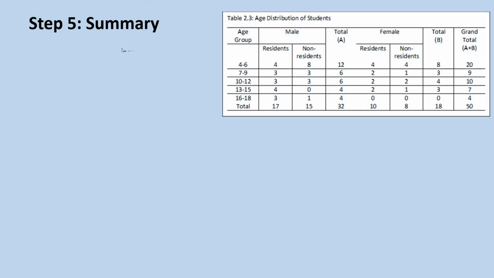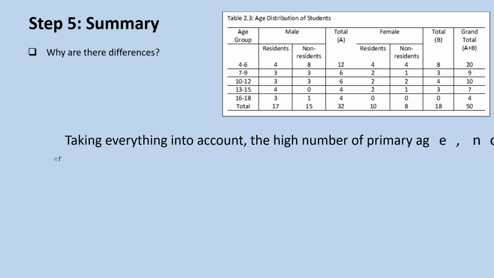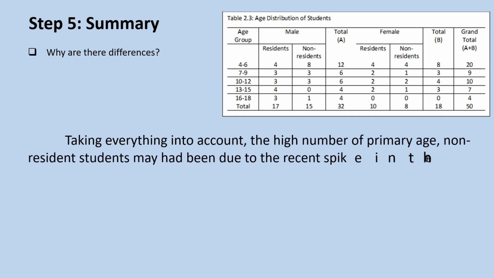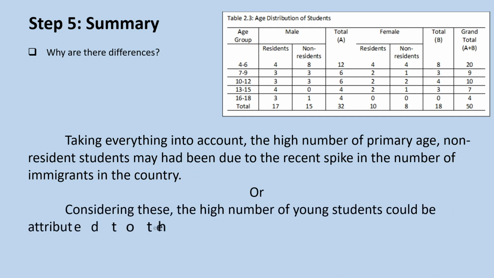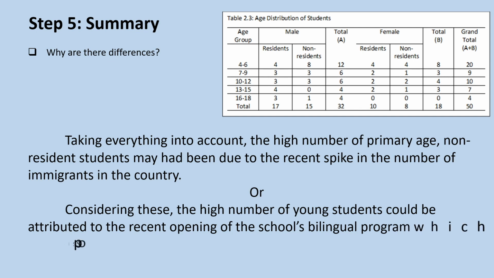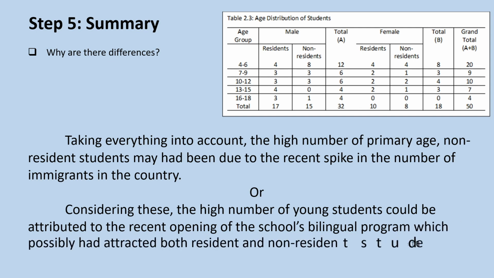Or if we are to explain the changes or relationships in the data to state our summary, then we may write, taking everything into account, the high number of primary age non-resident students may have been due to the recent spike in the number of immigrants in the country. Or, considering these, the high number of young students could be attributed to the recent opening of the school's bilingual program, which possibly had attracted both resident and non-resident students.